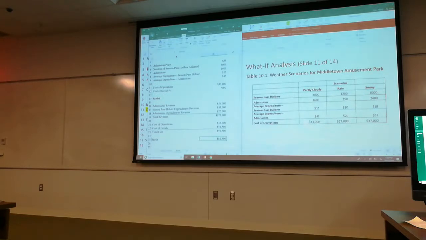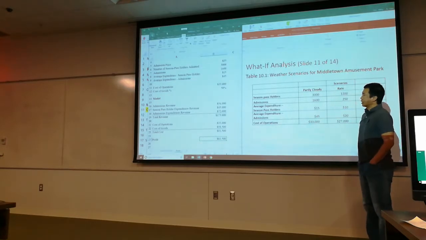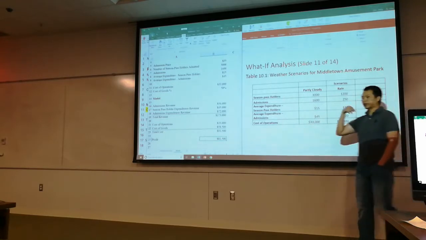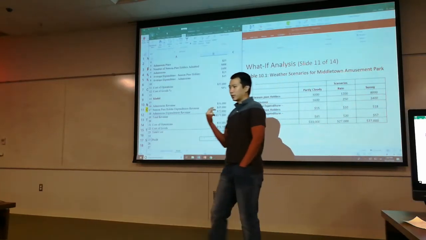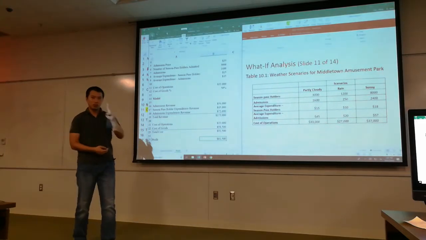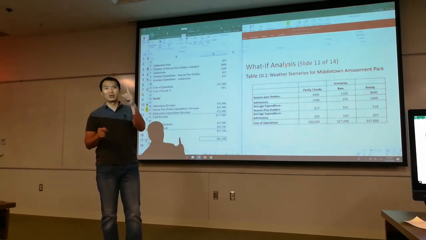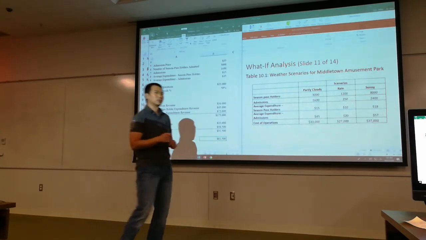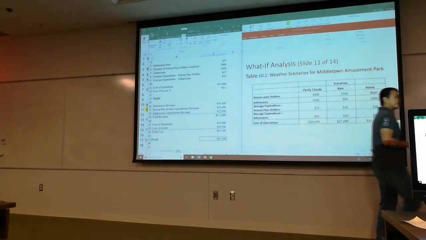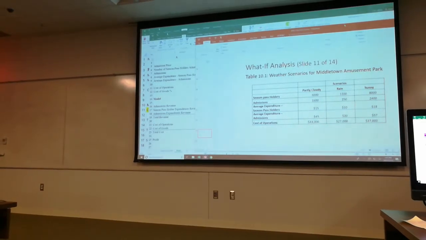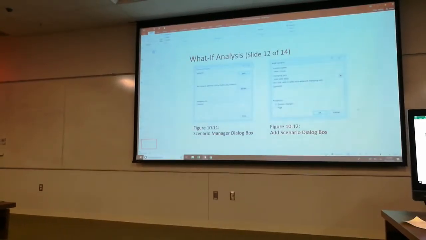So let me save this. So that's all we need to know about the scenario manager. If you want to change more than two variables in your what-if analysis, let's use the scenario manager. If you only want to use two, just use the two-way table. Or if you just want to change one quantity, you just use the one-way table. So that's what we did.